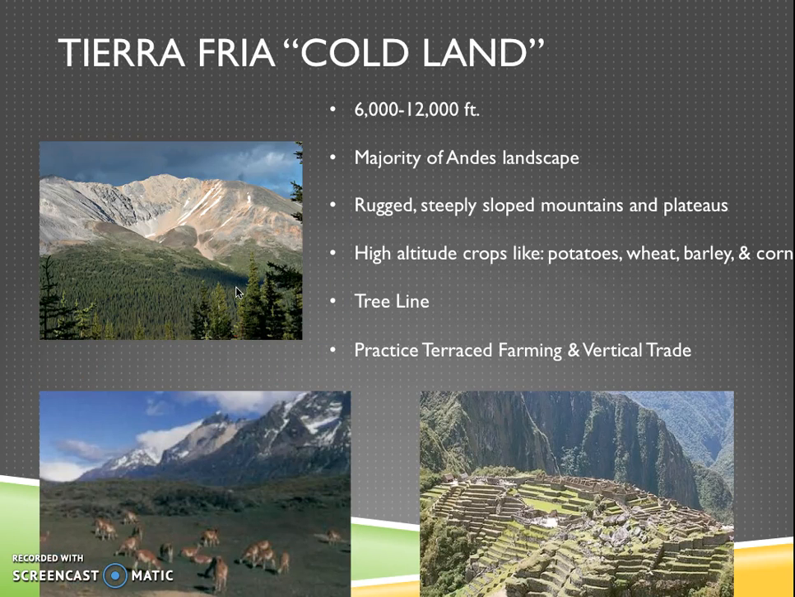Next one, we have Tierra Fria, which translates into cold land. This is between 6,000 and 12,000 feet, so we're getting up there in altitude. So there's less oxygen available, and the temperature is definitely going to change, so it's much colder. Most of the Andes will be in this zone, so very, very high altitude. It's characterized by a very rugged, steep landscape with hills, valleys, canyons, plateaus, and large, tall mountains.